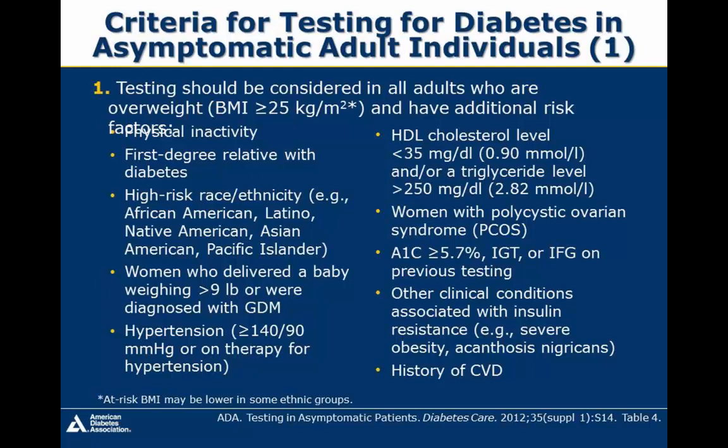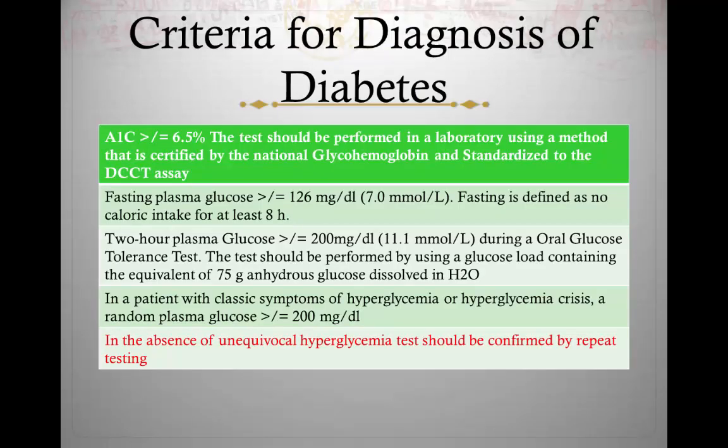Women with polycystic ovarian disease, that's part of the axis. That's another disease process that could lead to diabetes. Patients that do have hemoglobin A1C more than 5.7, which is a factor for pre-diabetes, etc. Or, of course, if patients have history of coronary artery disease. So this is what you need to memorize. This is the criteria for diabetes.